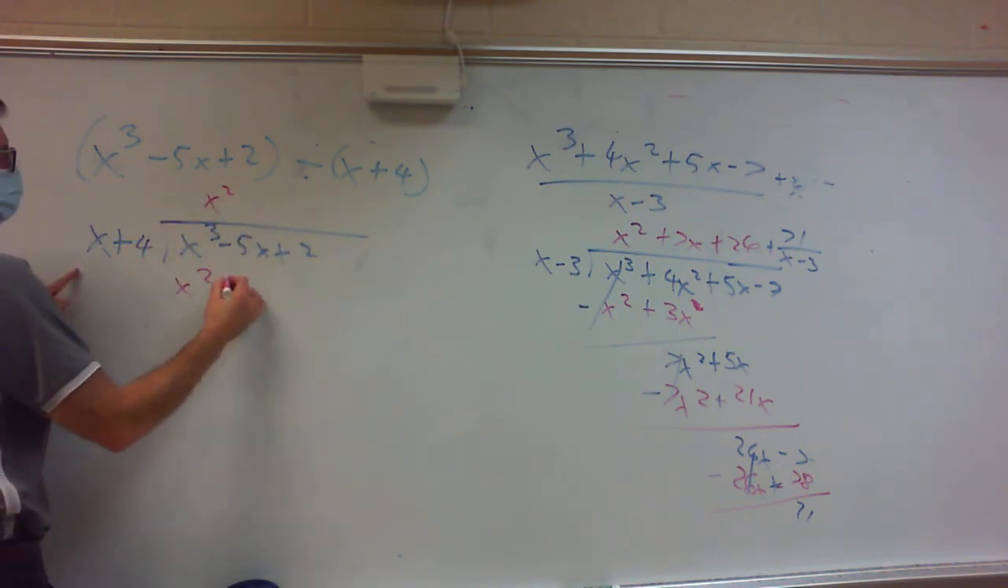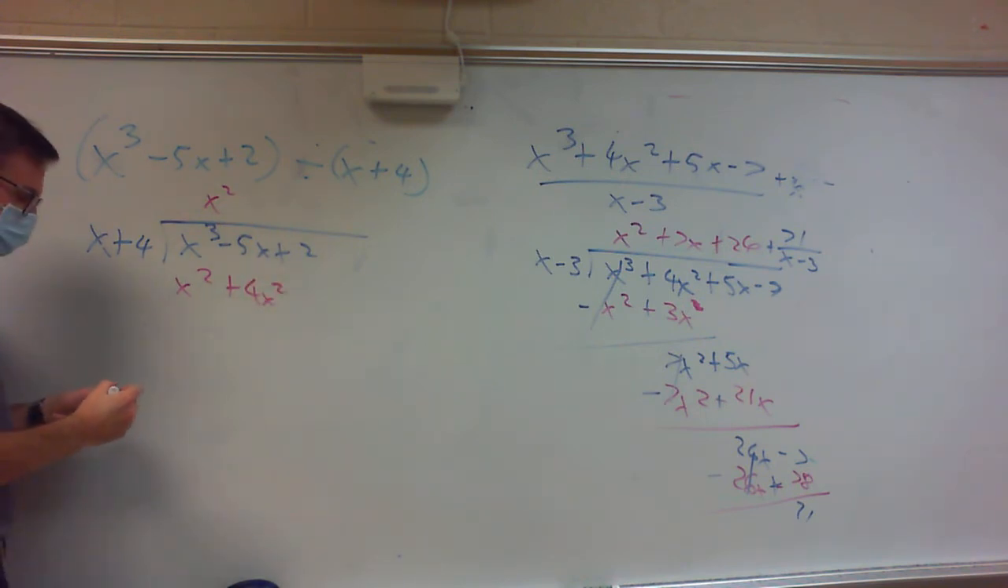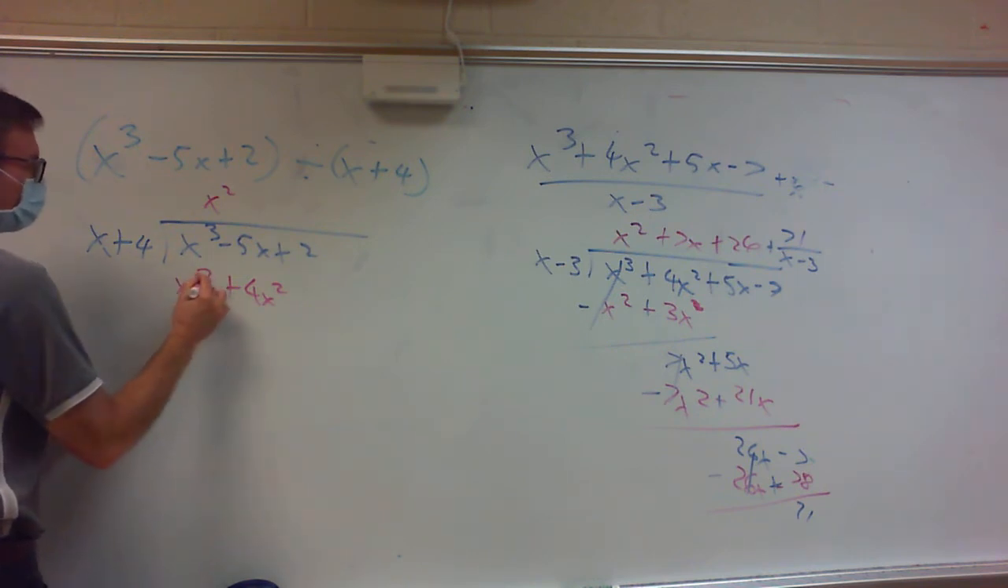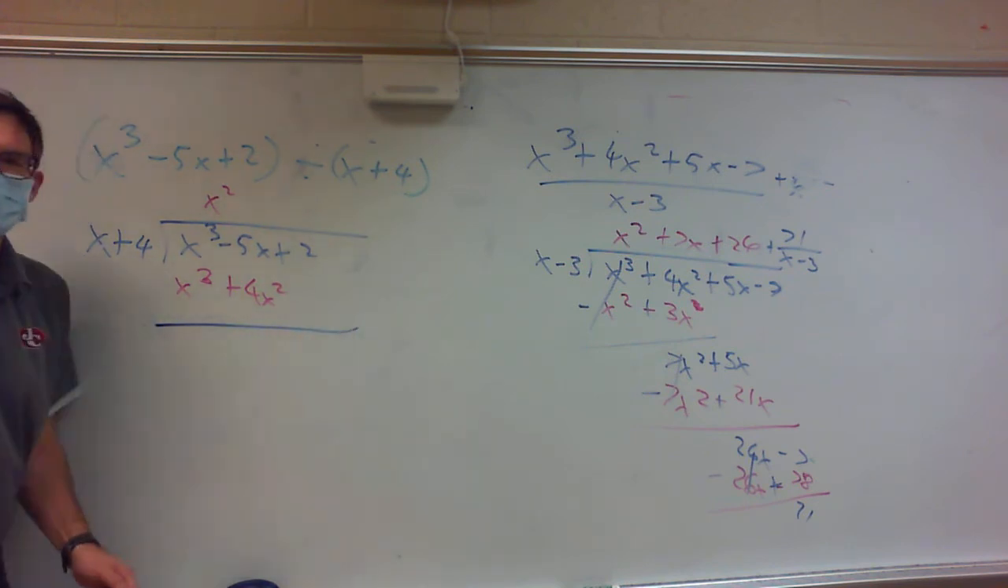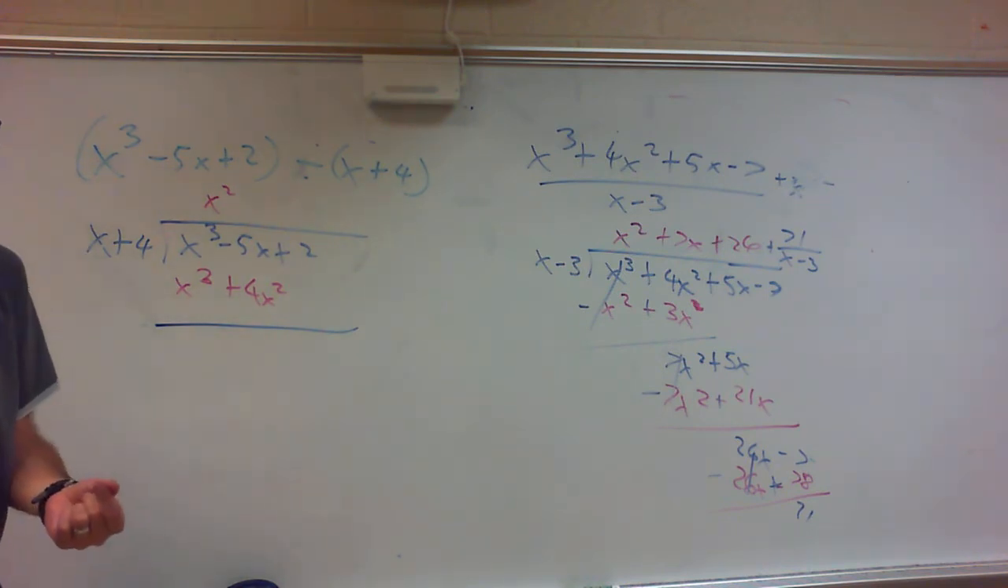This times this is going to give me x cubed, and this times this is going to give me a plus 4x squared, right? Oh yeah, this one's x cubed, yes, thank you. So far, so good? And then it's not like the other problems, is it? Like this cancels like it's supposed to, but this doesn't because there aren't like terms, right? So great job realizing they're not like terms, right?